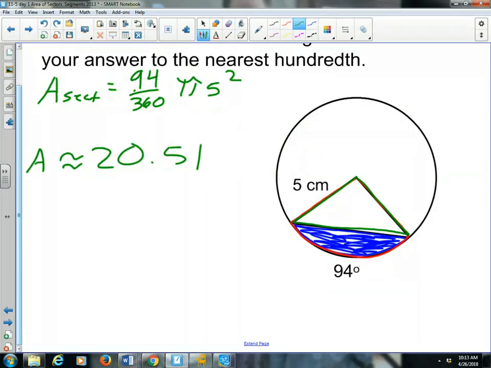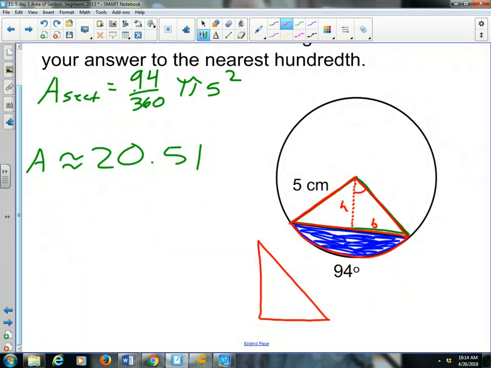Now I want to subtract the area of the triangle. So here is my triangle. I want to subtract that. So when I draw the height of the triangle, the height is right here and the base is right here. I'm just going to draw this out a little bit more so I could see it better.